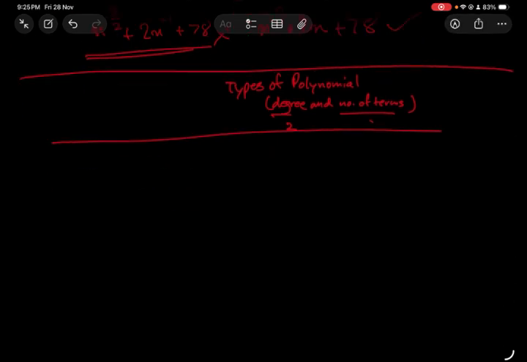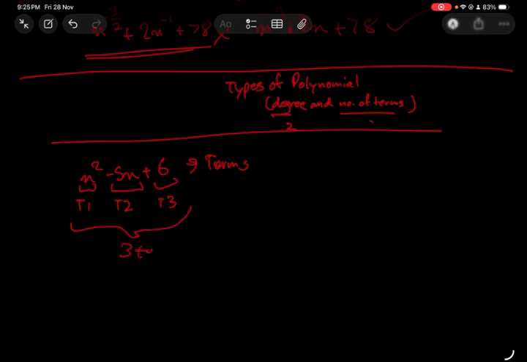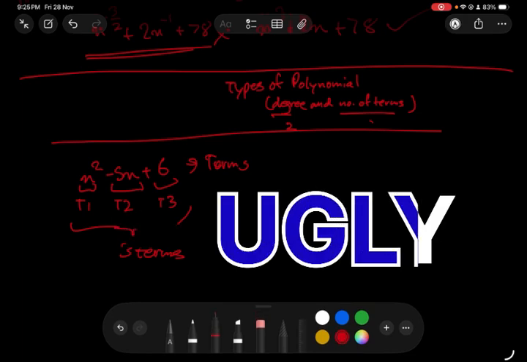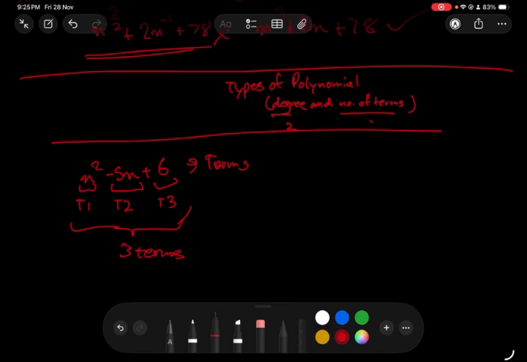So what are terms in a polynomial? Take an example, x power 2 minus 5x plus 6. So each part of this, x square, minus 5x and 6, are terms. This is term number 1, term number 2, term number 3. So in this, there are 3 terms.